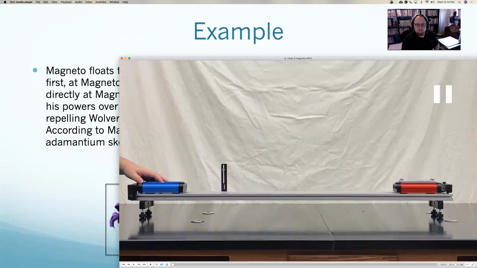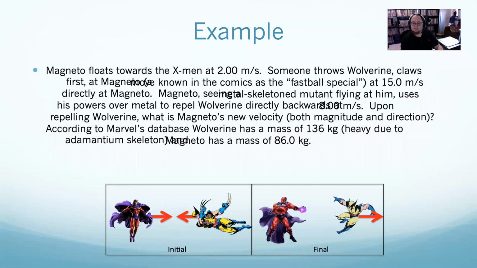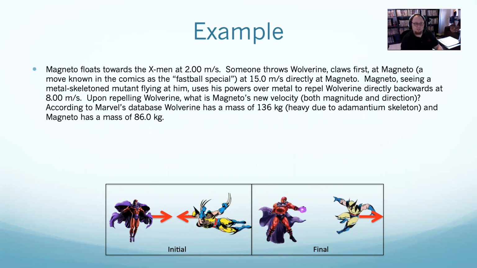And I say, given the mass of both of them, Wolverine's mass and Magneto's mass, how fast and what direction does Magneto move? So I'm going to shrink this a little bit to make space. I know Magneto is initially moving at 2 meters per second. Wolverine is initially moving at 15 meters per second. But if I look at my picture, it's to the left. And since it's to the left, I'm going to say Wolverine moves at negative 15 meters per second. And that's my initials. They're both coming in.